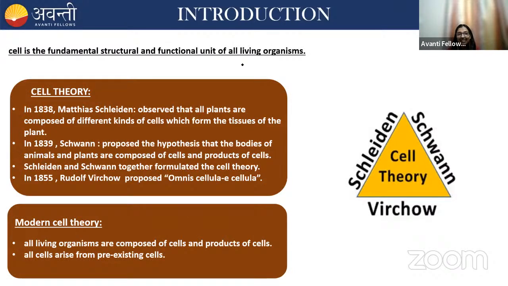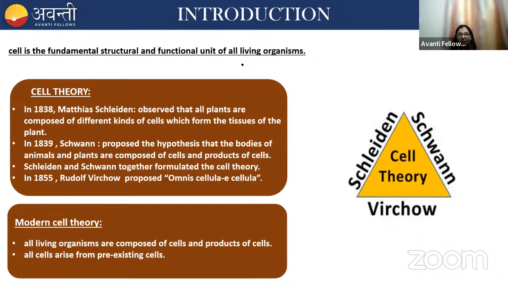Now let's discuss the cell theory. As we all know, the cell is the basic unit of life. And the cell theory was proposed by Schleiden and Schwann. Schleiden was a botanist and Schwann was a zoologist. Schleiden worked on plants and observed that plants are composed of different types of cells, and these cells form the tissue in the plant.